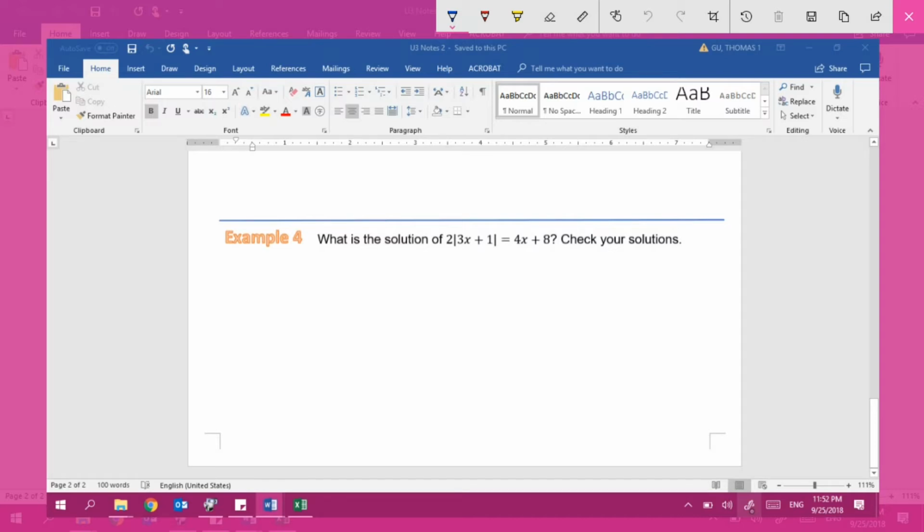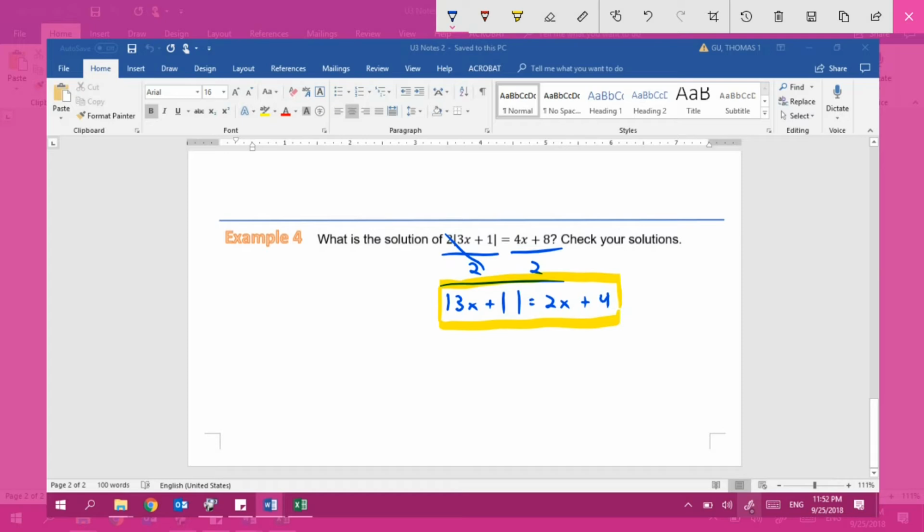Let's divide both sides by 2. There we go. So it cancels out the 2 on the left side, leaving me with absolute value of 3x plus 1. And that equals, we're going to divide both of the terms on the right side by 2. So 4x divided by 2 is going to be 2x. And 8 divided by 2 is 4, so plus 4. And so this is the equation we're working with. An absolute value of 3x plus 1 equals 2x plus 4.